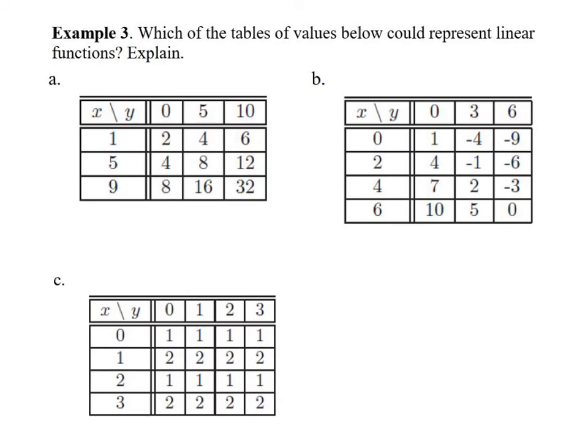Okay, so given these three tables, which of these is giving us a linear function? Certainly keep in mind your output values for your z's are these numbers in the middle for given x and y's. Your y's are heading across in the row, and your x's are going down in the column. So pause the video and see which ones you think are linear.